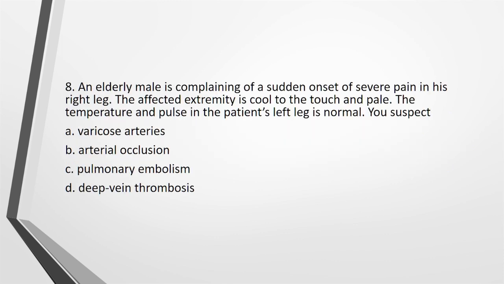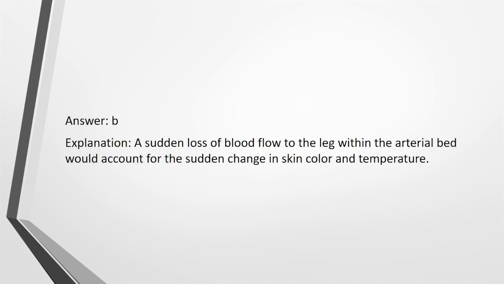8. An elderly male is complaining of a sudden onset of severe pain in his right leg. The affected extremity is cool to the touch and pale. The temperature and pulse in the patient's left leg is normal. You suspect: A. Varicose arteries, B. Arterial occlusion, C. Pulmonary embolism, D. Deep vein thrombosis. Answer: B.